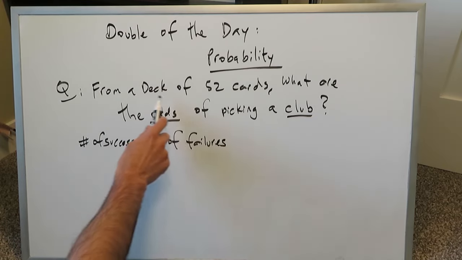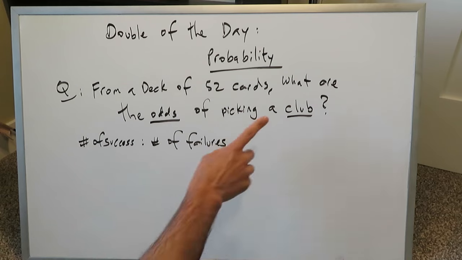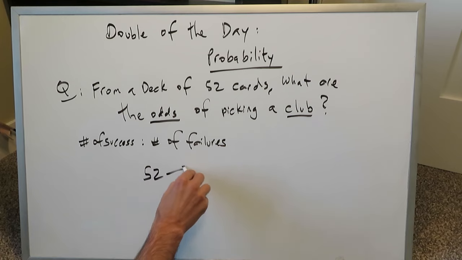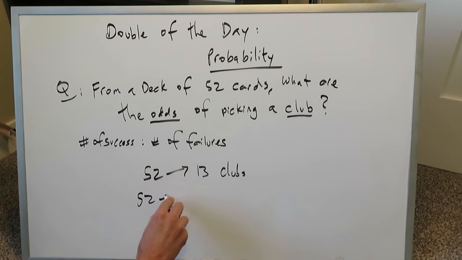So we're talking here about a deck of 52 cards. The 52 cards comprise 13 hearts, 13 clubs, 13 diamonds, and 13 spades. And the question is, what are the odds of picking a club? If there are 52 cards in total, of which 13 are club cards, you do 52 minus 13, and that gives you 39.